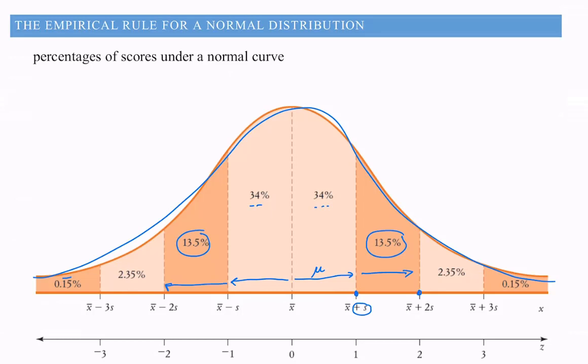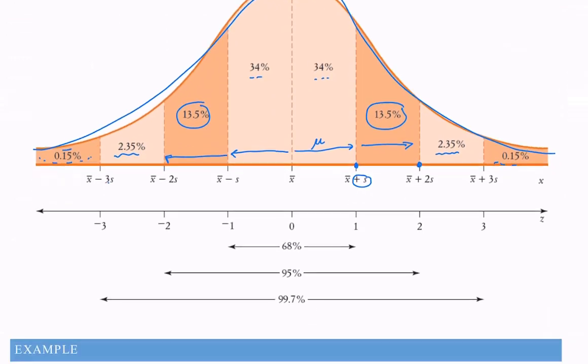And then so too, 2.35% live here and in here, so between the second and third standard deviations away from the mean. And then this tiny little part is 0.15%.